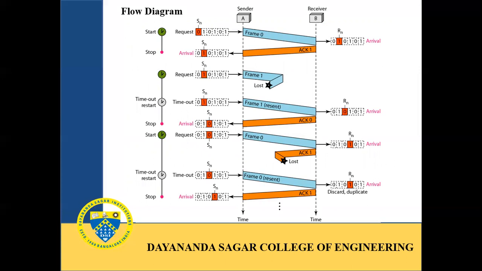So we'll see the flow diagram. There are mainly three situations that can happen in stop and wait protocol. In the first example, the frame 0 is sent and it is received by the receiver. So it is properly received. So it gives an acknowledgement of 1 telling that the next frame has to be sent. So this is the normal case where there is no problem in the physical layer.